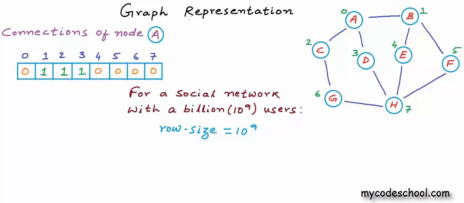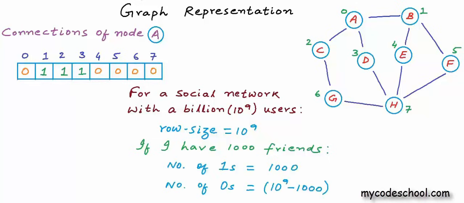On an average, in a social network, you would not have more than 1,000 friends. If I have 1,000 friends, then in the row used to store my connections, I would only have 1,000 ones, and the rest, that is 10 to the power 9 minus 1,000, would be zeros.